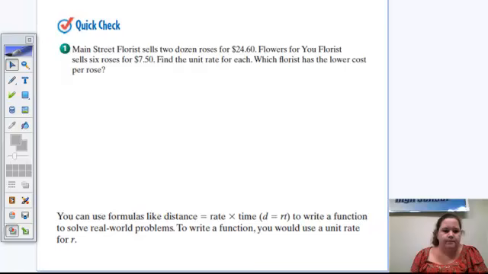Get a little highlighter. Okay. So first you gotta find the unit rate for each. And then you gotta tell me which florist has the lower cost per rose. Now, in what we were practicing earlier, I'm gonna get a blue because I like blue. Okay. So first you're gonna take this first one right here.